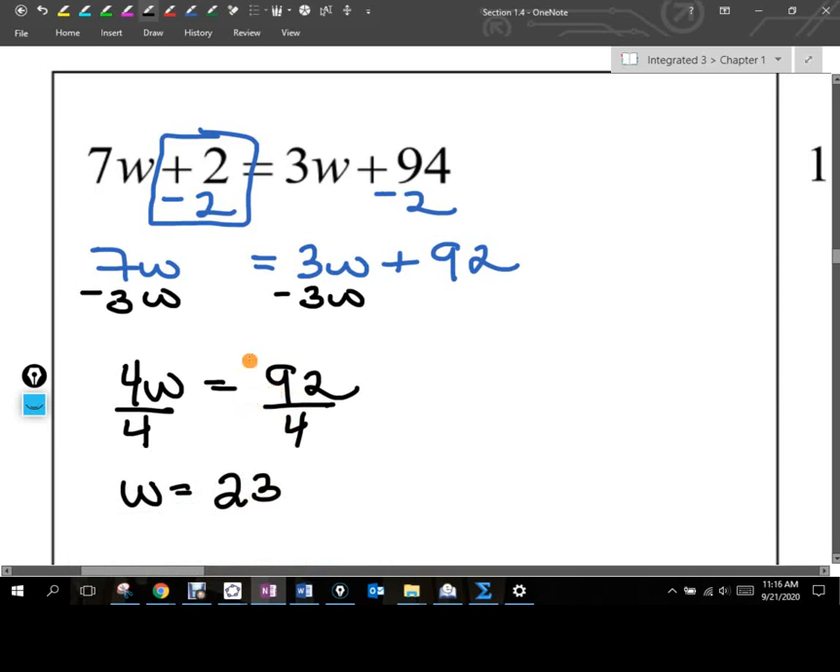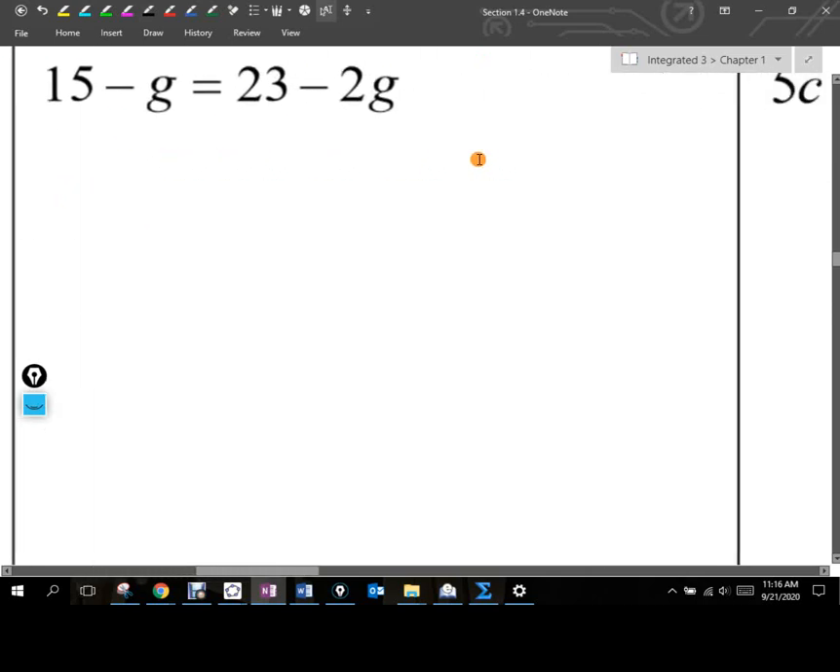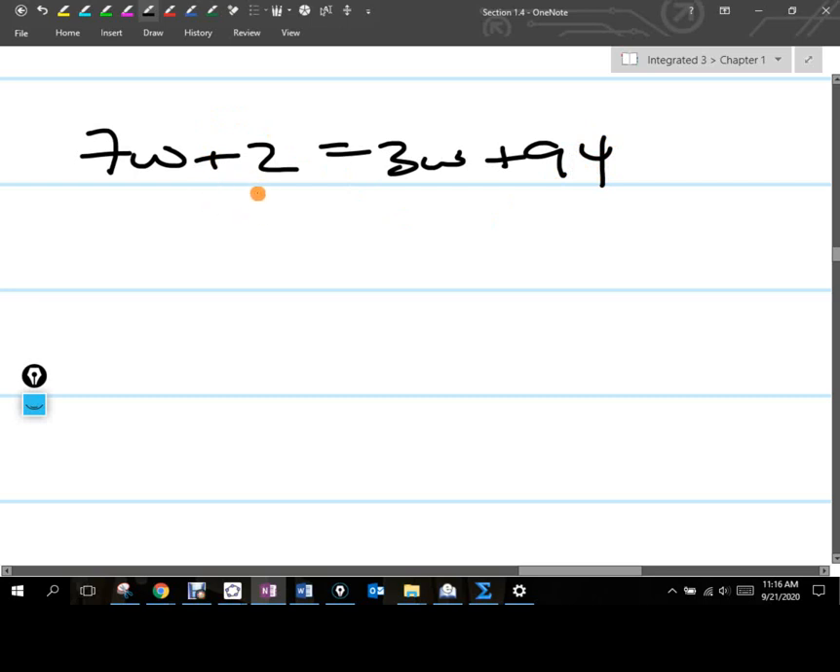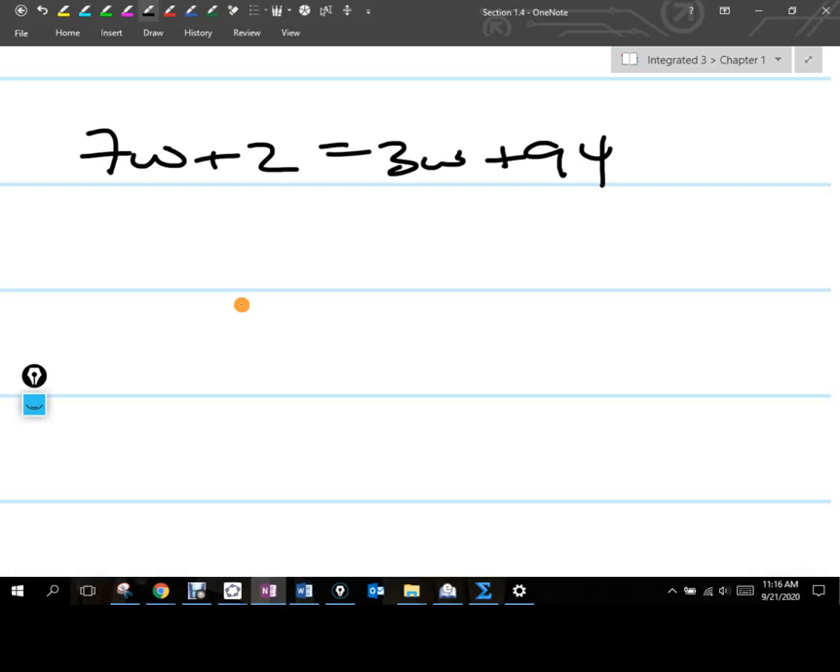Now, is that the only way we could have done it? What if I had 7W plus 2 equals 3W plus 94, right? Could we have done, so you move the 2 over first, right? Can I move the 3W over first? And that math would look different, right? My work would look different than somebody that did it the first way. But it still gets you the same answer.